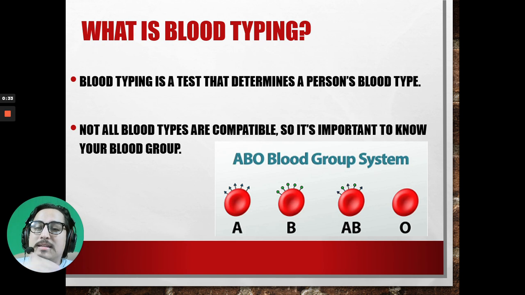So blood typing is the test that determines a person's blood type. Not all blood types are compatible, so it's important to know which one is yours. So the first thing you need to know is that there are 4 different blood types, and that's important. There's A, there is B, there is AB, and then there's O. So with that being said, you can tell that there is one that's combined. A and B has both. Now, this is called codominance.